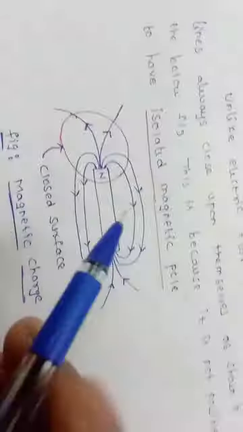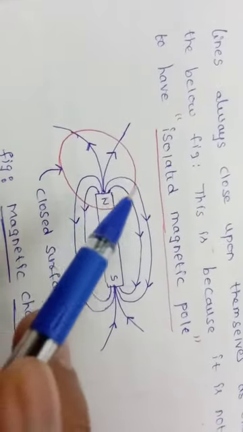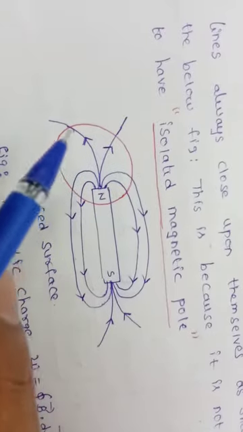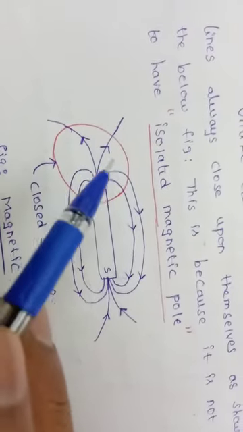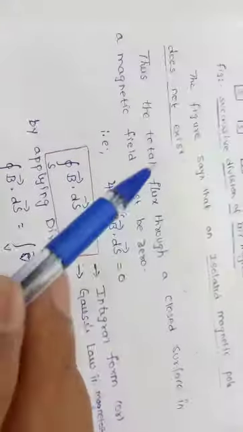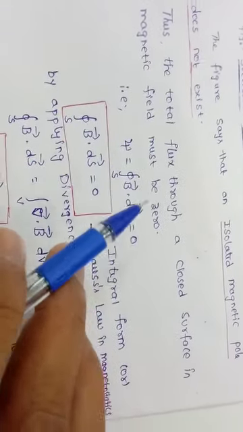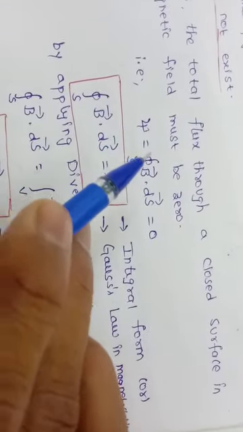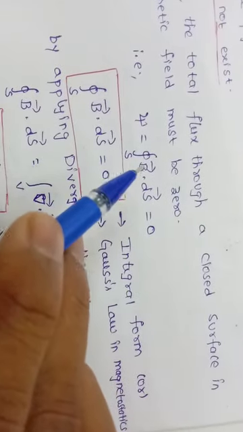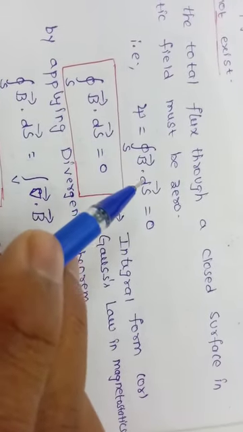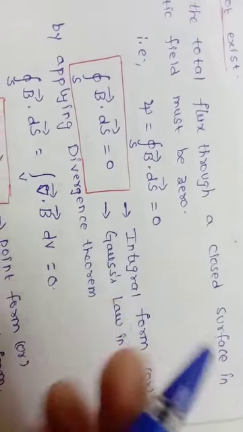That means if you observe this figure, the total flux inside this closed surface is equal to zero. What type of flux here? Magnetic flux. Therefore, mathematically we can say that the total flux through a closed surface in a magnetic field must be zero. That is, the magnetic flux, the closed surface integral of B dot dS, is equal to 0. Is it clear?